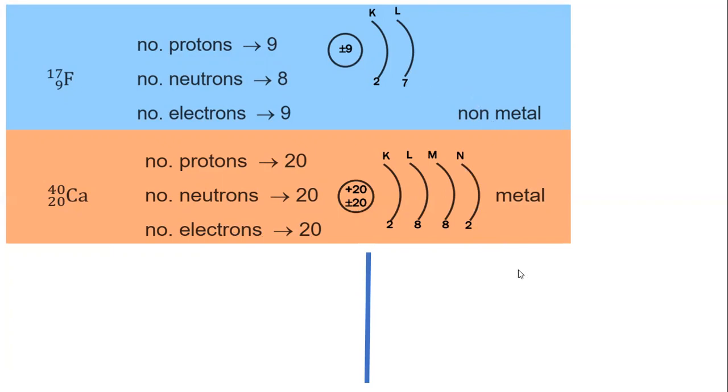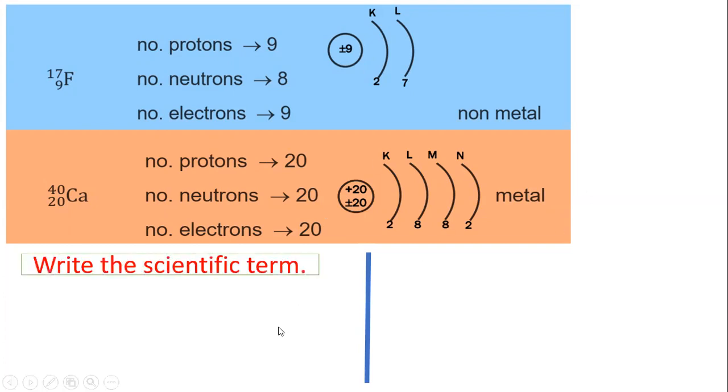If it ends with 8, or 2 in the case of helium, it will be a noble gas or inert gas.